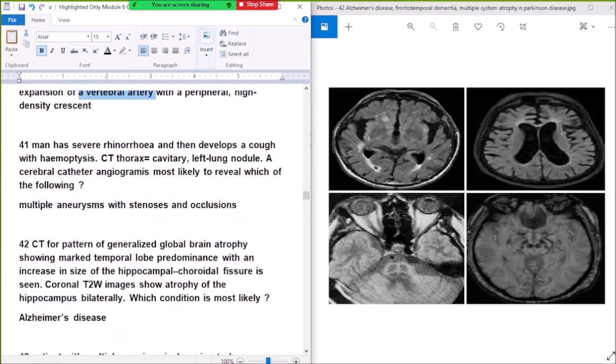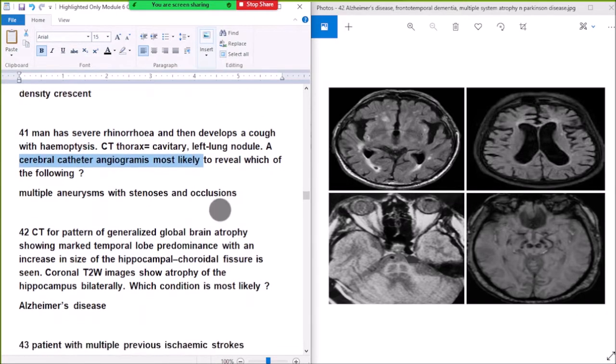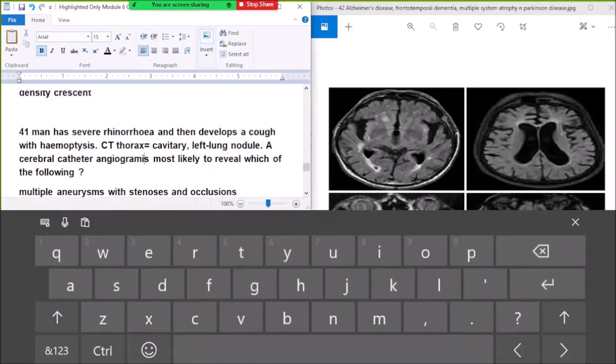41. Vertebral artery dissection. Man has severe rhinorrhea and then develops a cough with hemoptysis. CT thorax shows a cavitating left lung nodule. Cerebral angiogram is most likely to show which of the following: multiple aneurysms, stenosis, and occlusion.